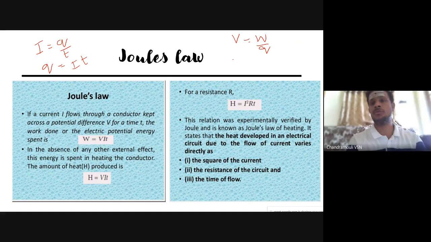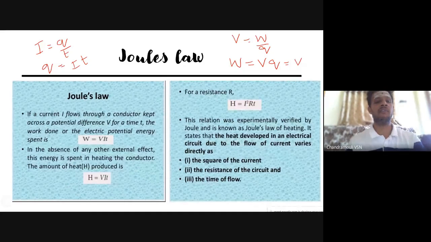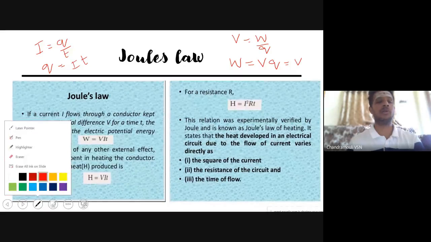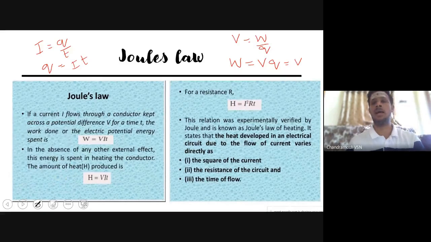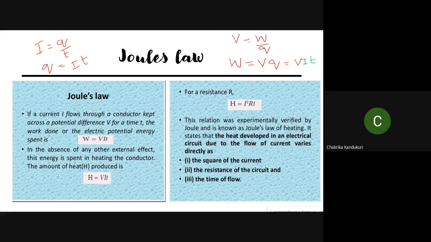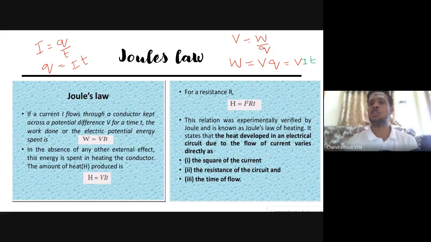And here, what is W? V into Q. So if I borrow the Q value from the left hand side formula, in place of Q, I can write IT. Therefore, the work done can be taken in terms of electricity as voltage, current multiplied with time.